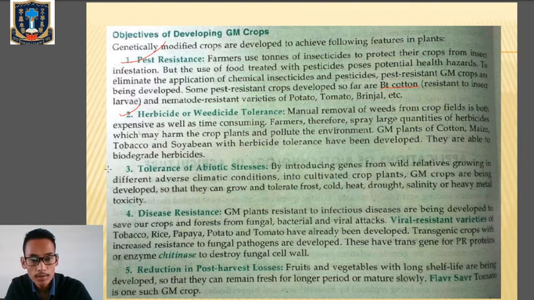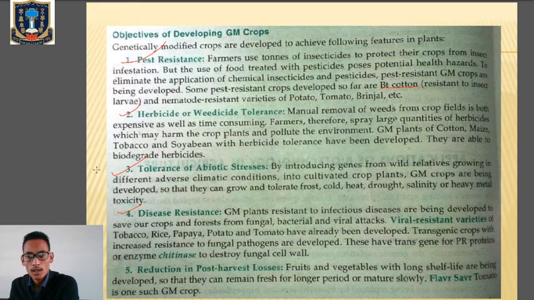Then number 3 we have got tolerance of abiotic stresses. Those genetically modified crops are able to tolerate frost, cold, heat, drought, salinity or heavy metal toxicity, which normal crops cannot resist. Number 4 is disease resistance. So genetically modified plants are resistant to infectious diseases also.